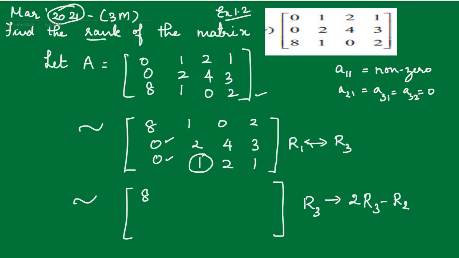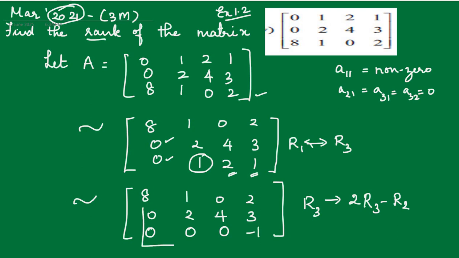So the first two rows remain as they are: 0 2 4 3. The last row transformation: 0 minus 0 is 0, 2 minus 2 becomes 0. Here 2 into 2 is 4, 4 minus 4 becomes 0. 1 into 2 is 2, 2 minus 3 becomes minus 1.